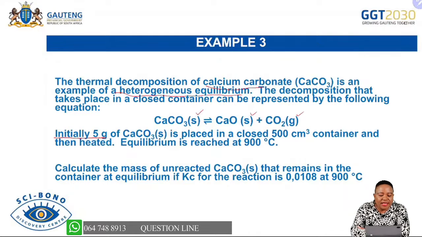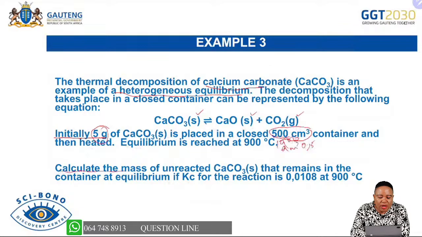The decomposition that takes place in a container can be represented by the following reaction. 1 mole of calcium carbonate, which is our solid, gives us 1 mole of calcium oxide and 1 mole of carbon dioxide. They say initially 5 grams of calcium carbonate is placed in a closed container of 500 cubic centimeters. We know if we are given cubic centimeters, we definitely need to do what? To divide by 1,000 so that we can find our decimeter cube, which is definitely going to be 0.5 decimeter cube. And then it's heated. Equilibrium is reached at 900 degrees Celsius.